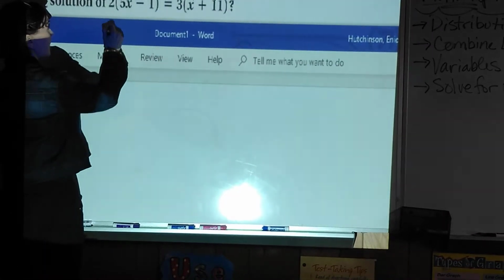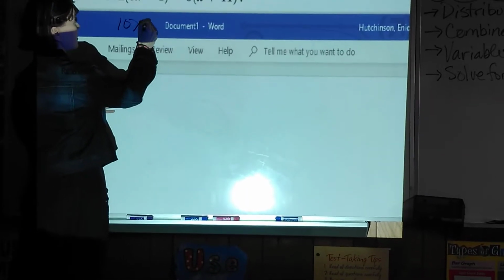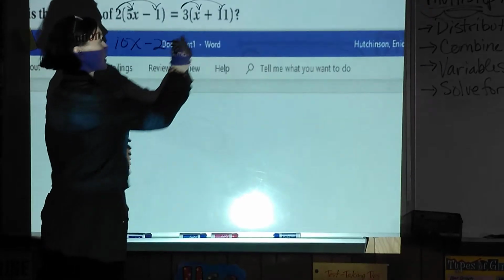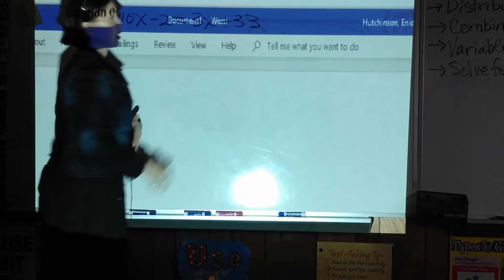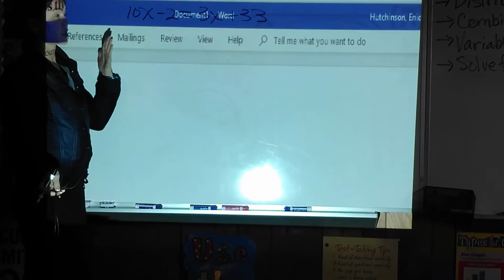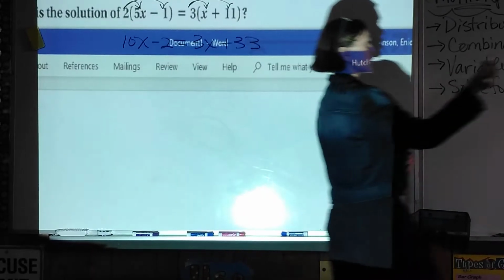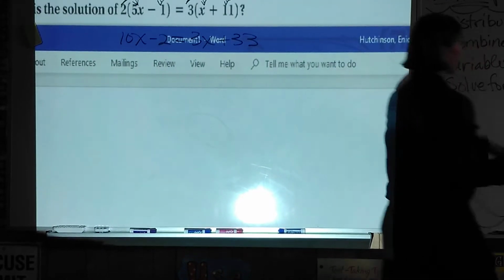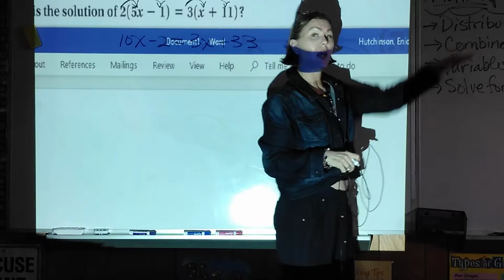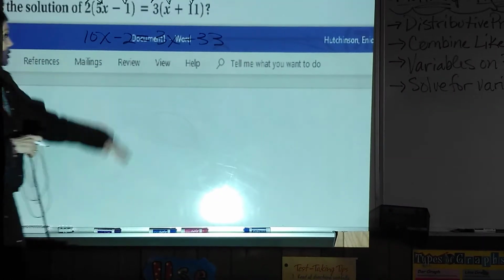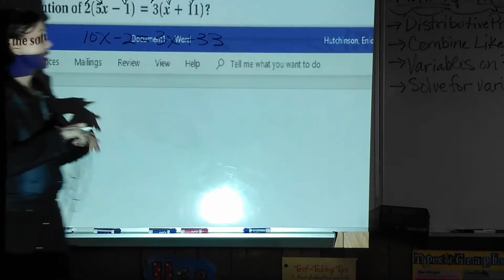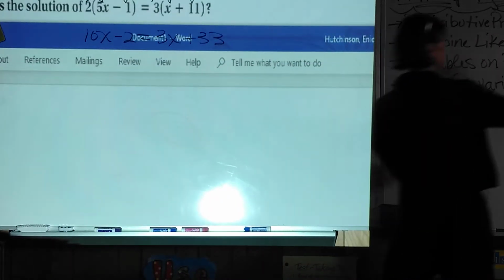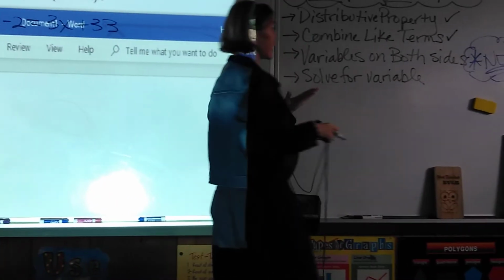So 2 times 5x is 10x, 2 times negative 1 is negative 2. 3 times x is 3x, and 3 times 11 is a positive 33. We just did the distributive property, so you can put a check mark. Now we're going to look for combining like terms. Do we have any combining like terms opportunities here as a result? No. So I'm just going to put a check there because there are no like terms to combine.